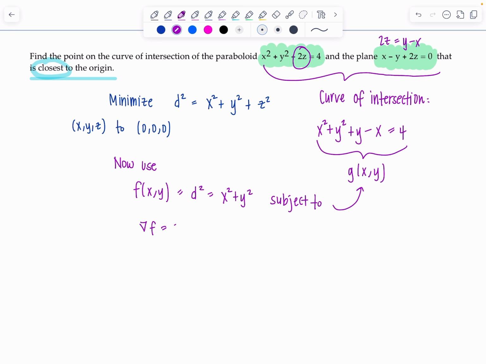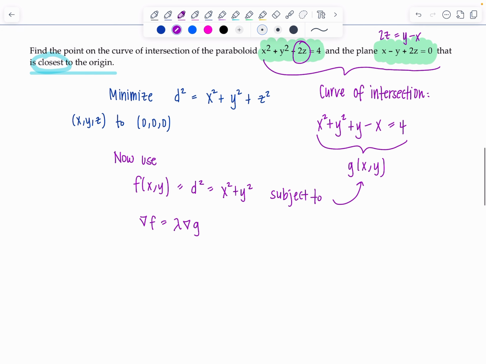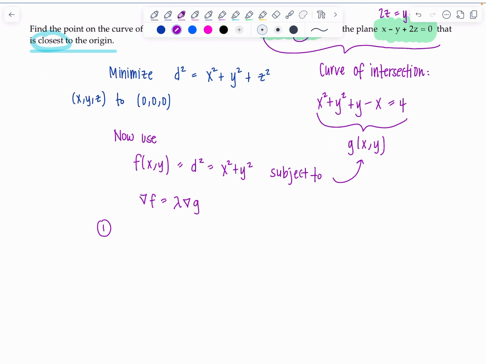Gradient of f equals lambda gradient of g, and the rest is really fun. So gradient of f is going to be 2x. Why am I writing 1? Hold on. I got too excited, guys. 2x, 2y equals lambda times, and then gradient of g is going to be 2x minus 1, 2y plus 1.